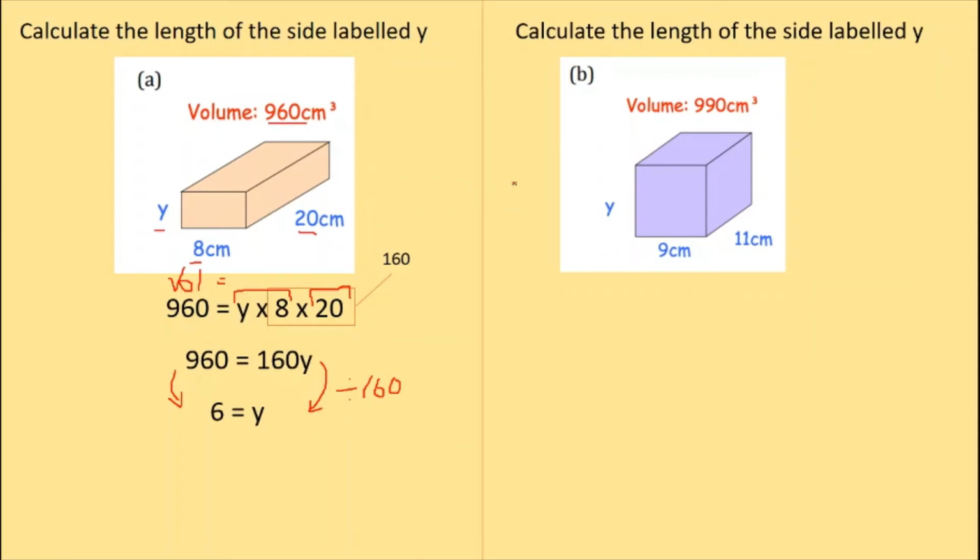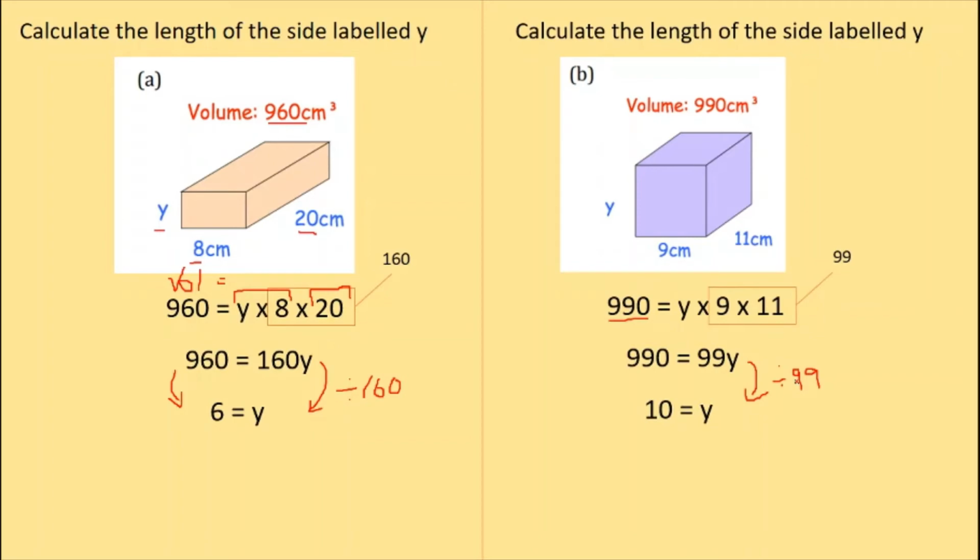Okay, the answer for this one, we should have first written that the total volume here is 990, and it's going to be the same as y times 9 for the front face times 11, which is our length here. We can clean that bit up again to get 99, so 990 is the same as 99y. Divide both sides by 99, and you'll get that y is 10 centimeters.